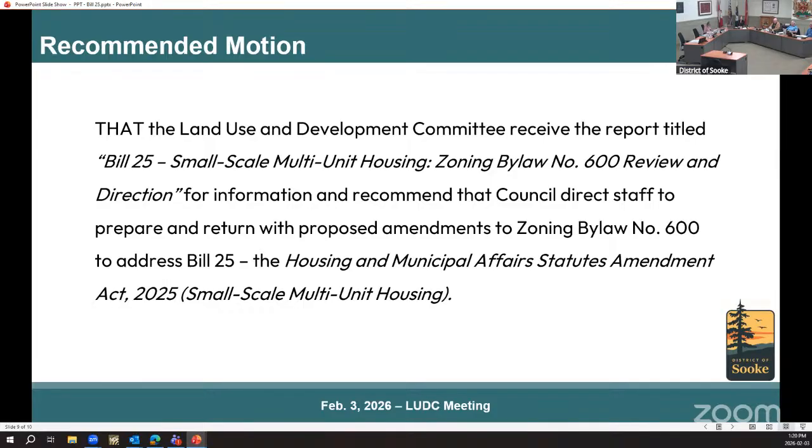Go ahead, Councillor Pearson. Sure, you read it into the microphone. That the Land Use and Development Committee receive the report titled Bill 25 Small Scale Multi-Unit Housing Zoning Bylaw Number 600 Review and Direction for Information, and recommend that council direct staff to prepare and return with proposed amendments to zoning bylaw number 600 to address Bill 25, the Housing and Municipal Affairs Statutes Amendment Act 2025 Small Scale Multi-Unit Housing, or SSMUH. That's moved by Councillor Pearson and seconded by Councillor Bateman. Would you like to motivate, Councillor Pearson? No, I think we've hit all the key points on it. Sewer specified area has to be there, and I think the rest falls into place.